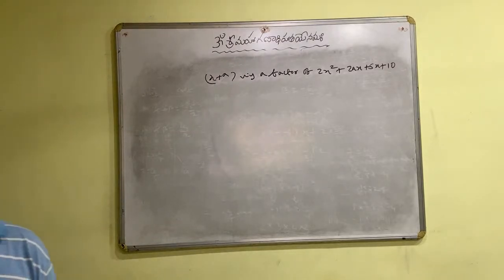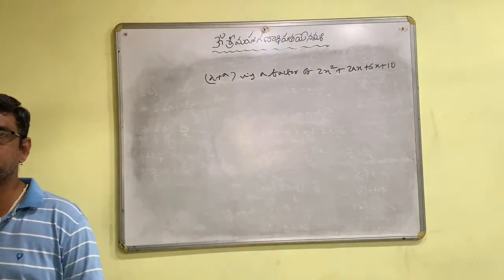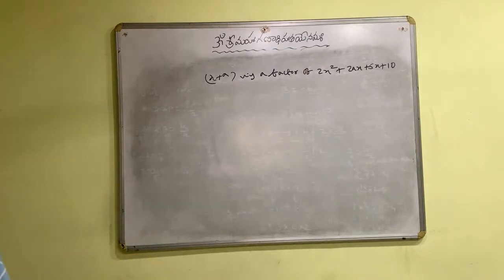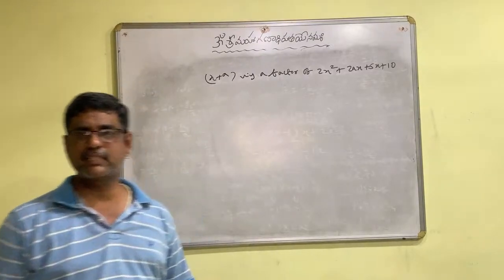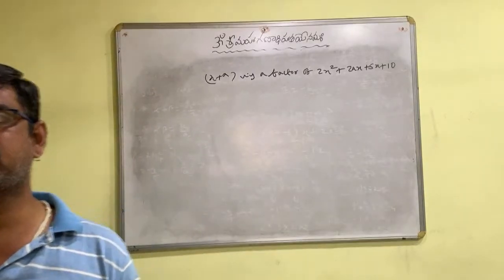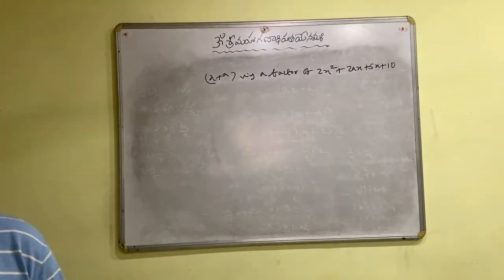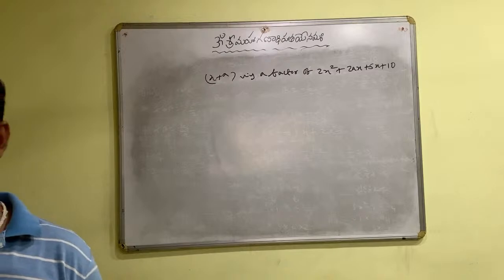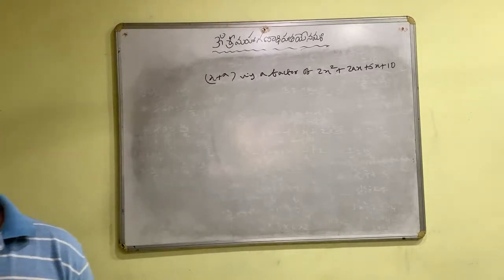Today's last question. How to do it, children? How to do it? Any idea? If x plus a is a factor of 2x square plus 2ax plus 5x plus 10, find the value of a. This is the question. How to do it?